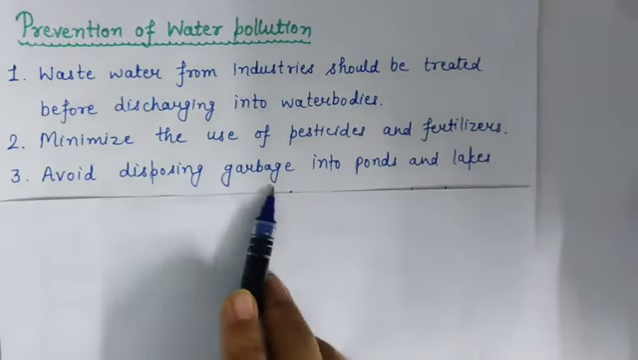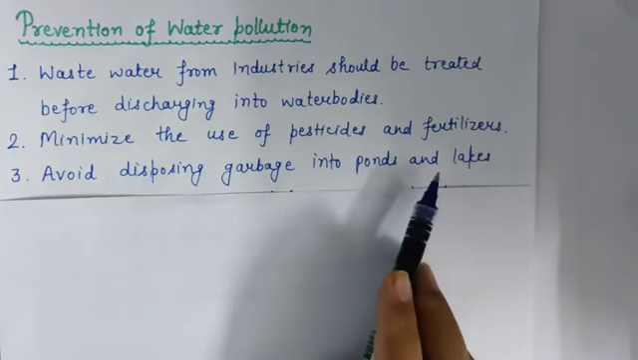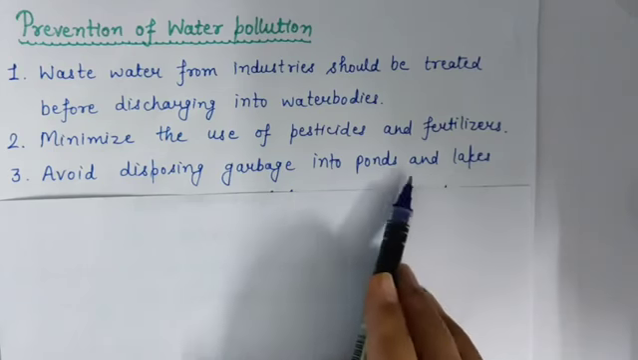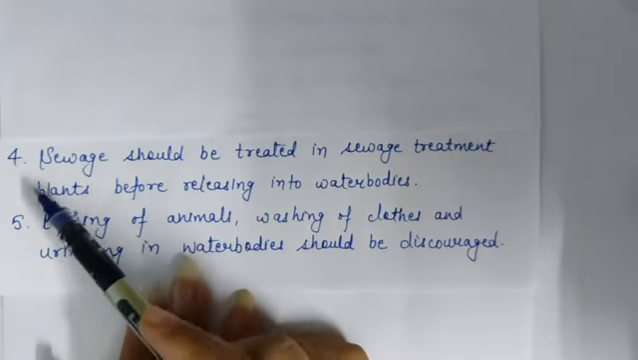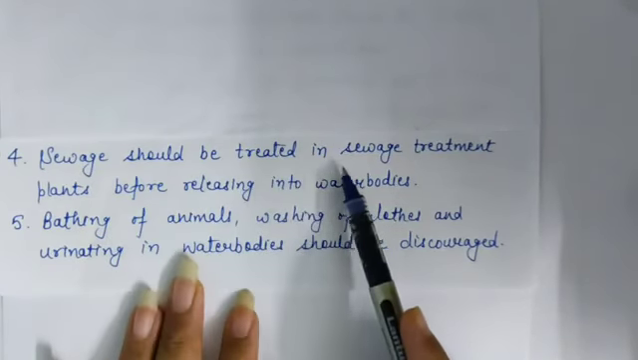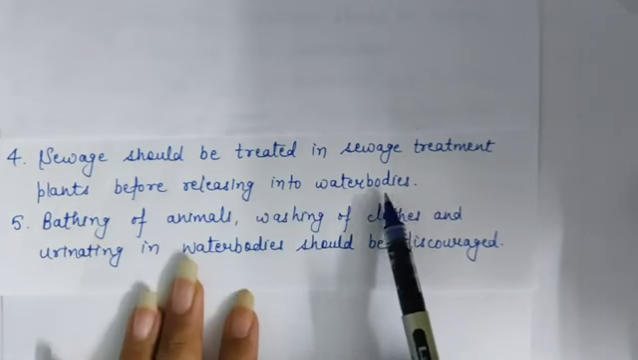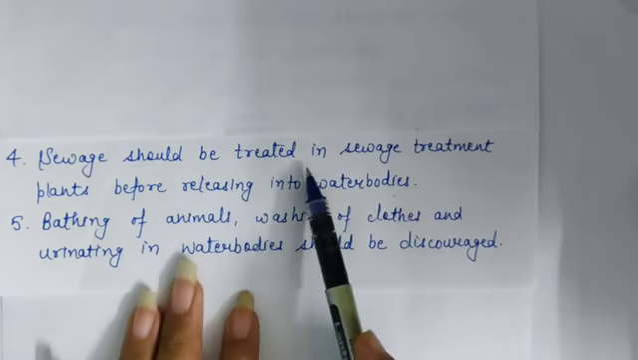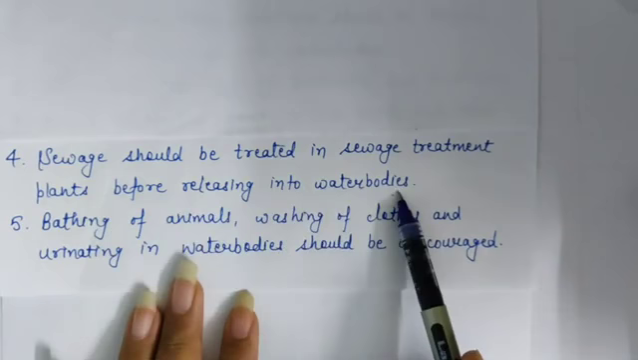Okay. Third is, avoid disposing garbage into ponds and lakes. Means, the garbage should not be disposed into ponds and lakes, because it also pollutes the water. Next point is, sewage should be treated in sewage treatment plants before releasing into water bodies. Because if it is released into water bodies, then it pollutes the water. That's why sewage should be treated in sewage treatment plants before releasing into water bodies.